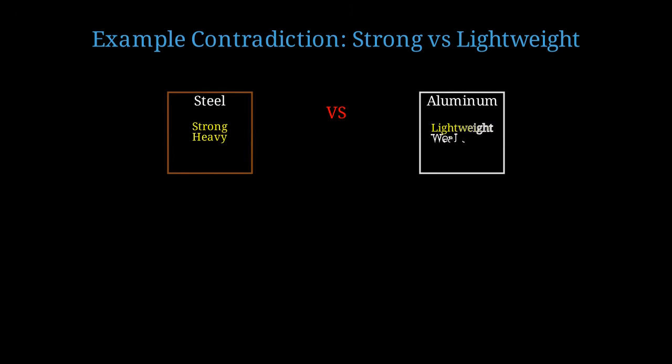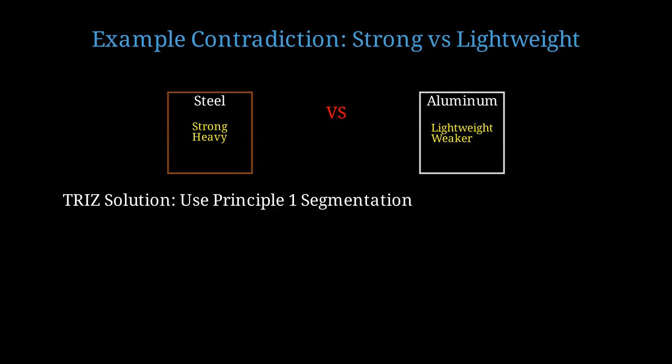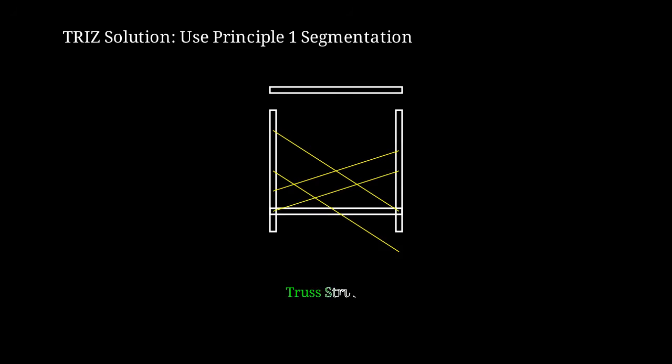Steel is strong but heavy. Aluminum is light but weaker. Conventional engineering would compromise, maybe using a steel-aluminum alloy with moderate properties. But TRIZ says, eliminate the contradiction. Apply Principle 1, segmentation. Don't make it solid. Make it hollow or create a structure. The result is truss structures, I-beams, and honeycomb materials.